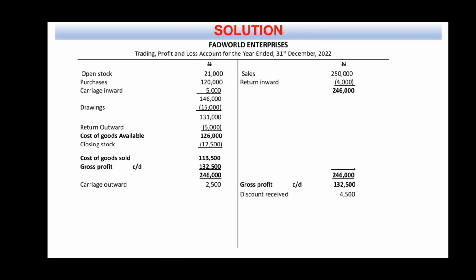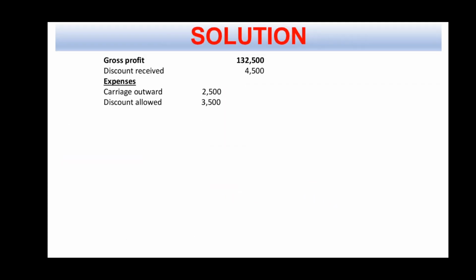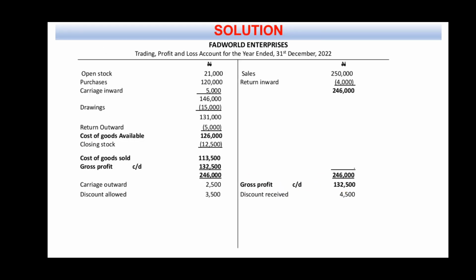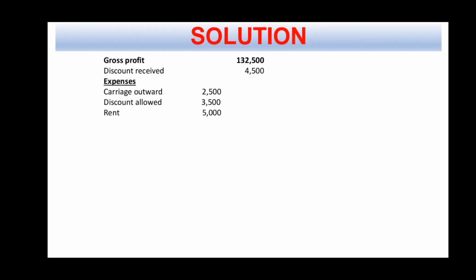In our T format, we debit that to the trading profit and loss account. Discount allowed 3,500. So we have rent 5,000. It's also an expense. Under our expenses, we have rent 5,000 naira. In our T format, the same thing happens. Next expense, you have wages 12,000 naira. So under expenses, we have wages 12,000 naira.